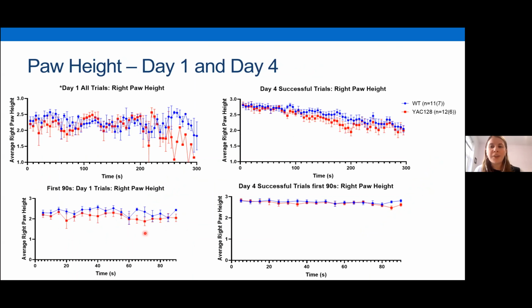And then one other thing that I also looked at with this analysis is looking at the height of the paw over time on the rotarod. And you can see by comparing day 1 to day 4 that by day 4, the average height on the rotarod has increased, and the data is also a lot tighter. The variability is also decreased as they've learned to do this task.